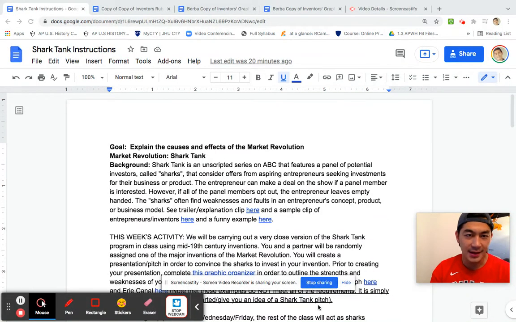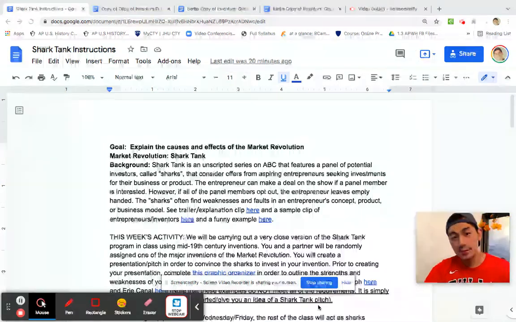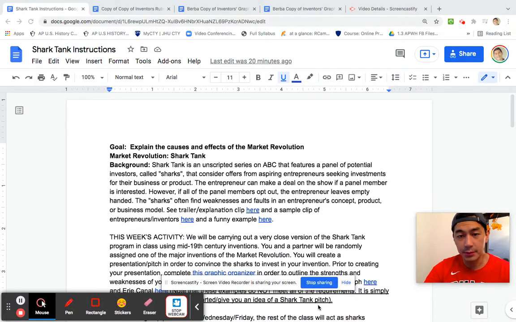No, all jokes aside, obviously I'm not here today, so I'm going to walk you through what you need to complete by next class. So, what we're going to do today is our goal. First off, our goal is to explain the cause and effects of the market revolution. You'll find this at the end of chapter 8 in your AMSCO textbook.